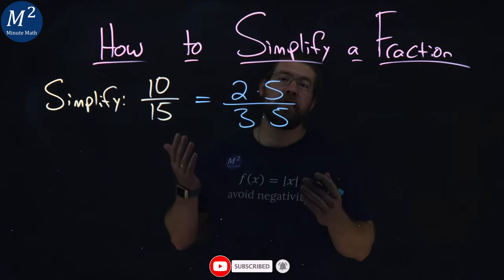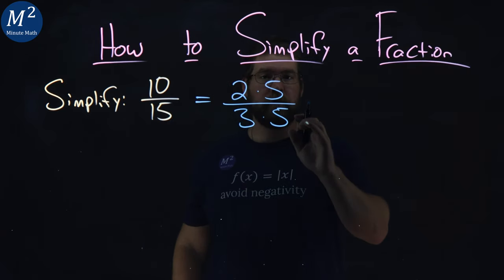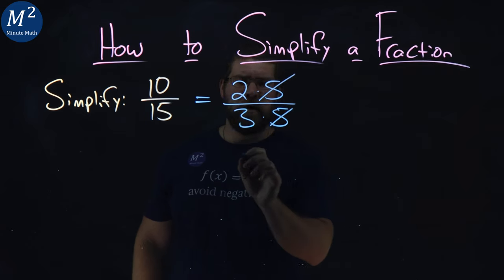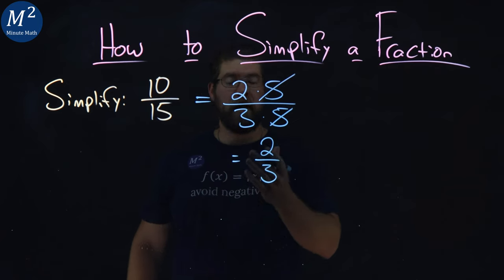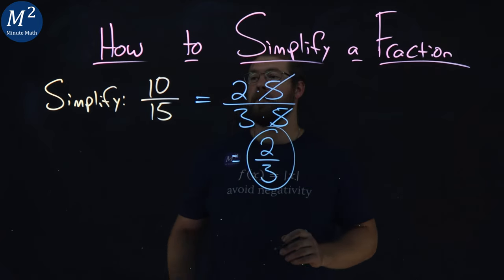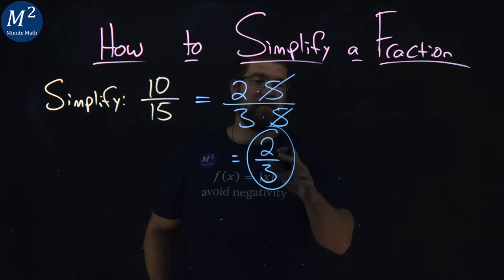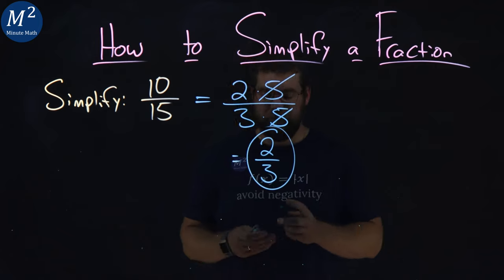A common factor in both the numerator and the denominator is 5. So if that happens, we can cancel out the 5s, and we're left with just 2/3. And there we have it. We simplified the fraction 10/15 to be 2/3, and notice 2/3 can't be broken down anymore. So 2/3 is our final answer.